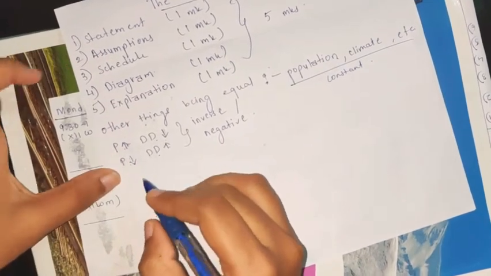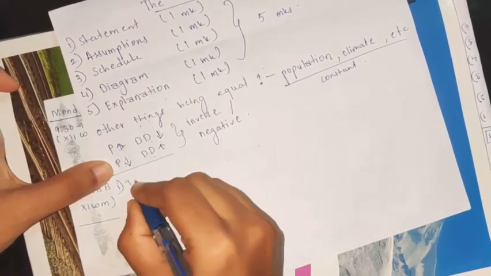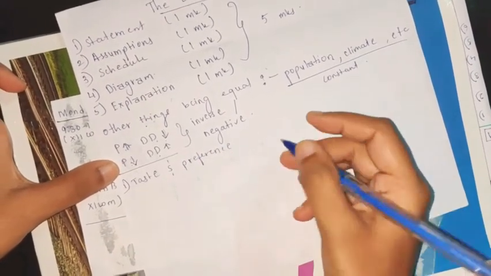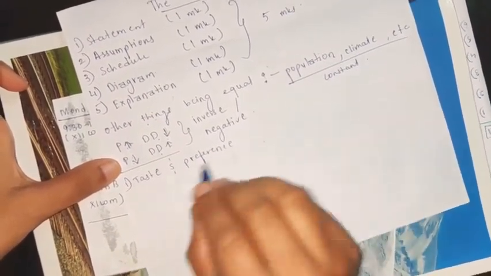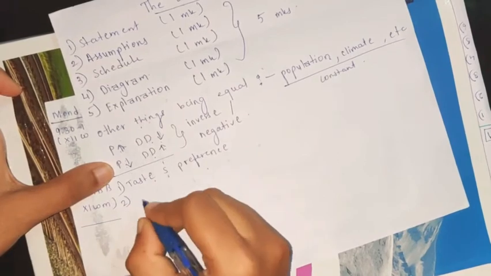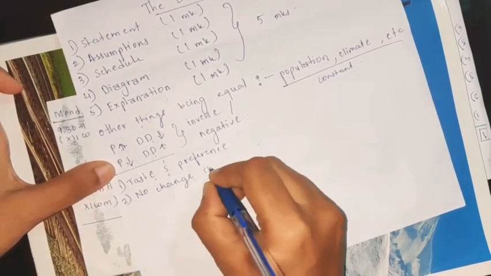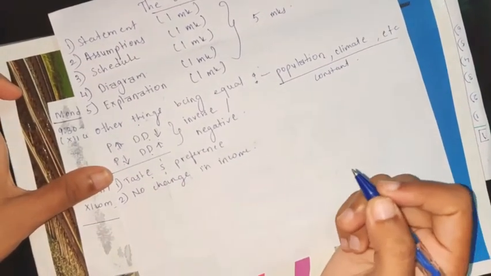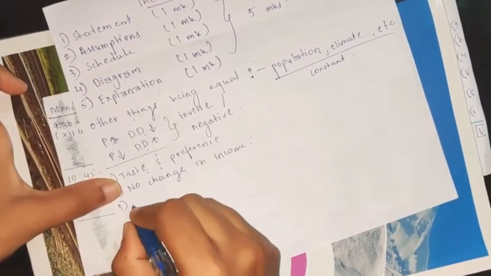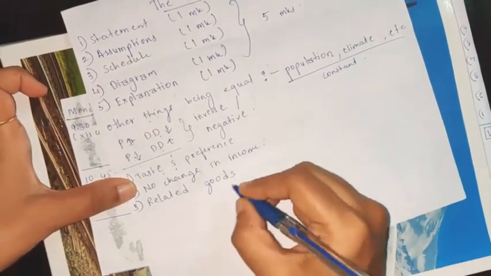Next one, this is your statement, assumptions. There are 4 assumptions. First one is taste and preference of the consumer remains constant, unchanged. There is no change in taste and preference of the consumer. Second one is no change in income of the consumer. Whatever income the consumer is receiving remains constant. There is no change. Third one is related goods remain unchanged. Which are our related goods, students?